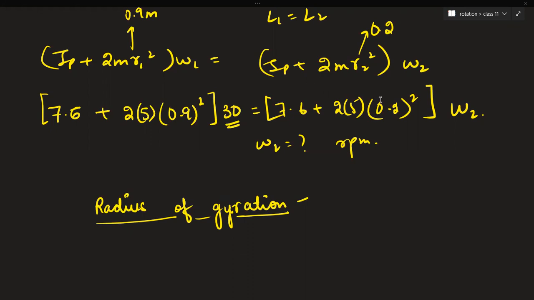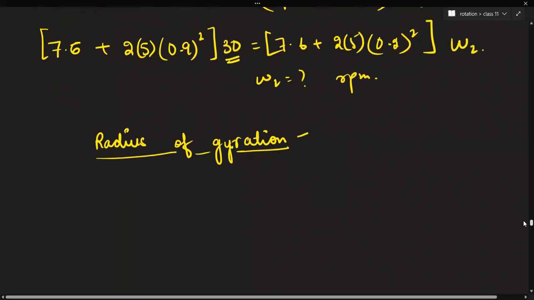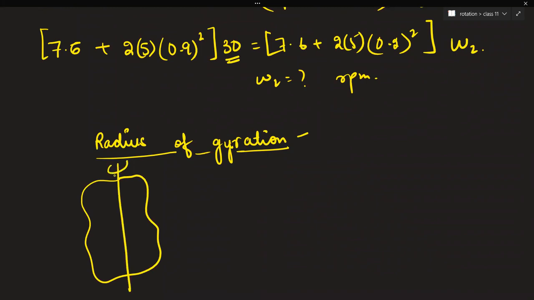We have one small topic before we start with rolling motion. See, let's say I have taken any random shaped body. I'm not defining it right now. This is just a random shaped body. The center is here and the rotational axis is this. Let's say the mass of the body is this, and this is the separation from this point to the axis of rotation.